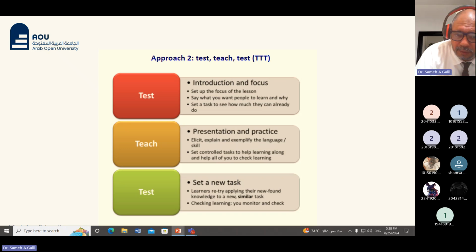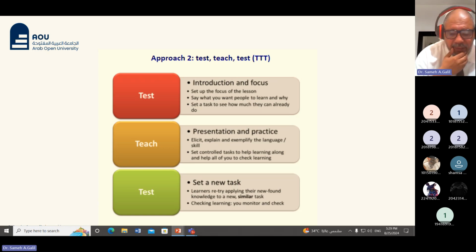Introduction and focus. In the test stage, you set up the focus of the lesson. You say what you want people to learn and why. You set a task to see how much they can already do. And then you move to the teach stage where you're presenting and allowing them to practice. You elicit, explain, and exemplify the language or the skill. You set controlled tasks to help learning along, checking learning and so on.